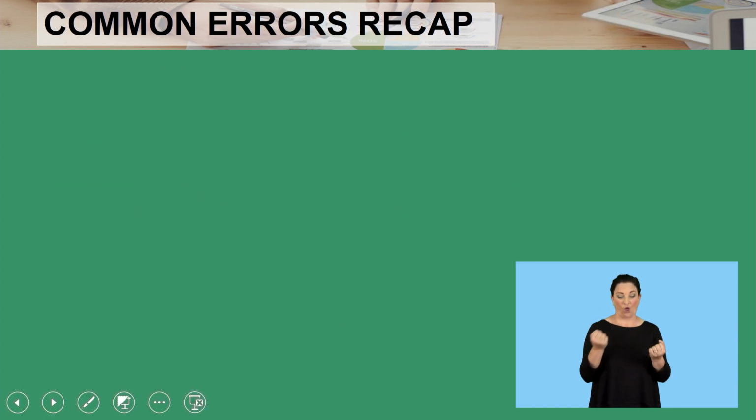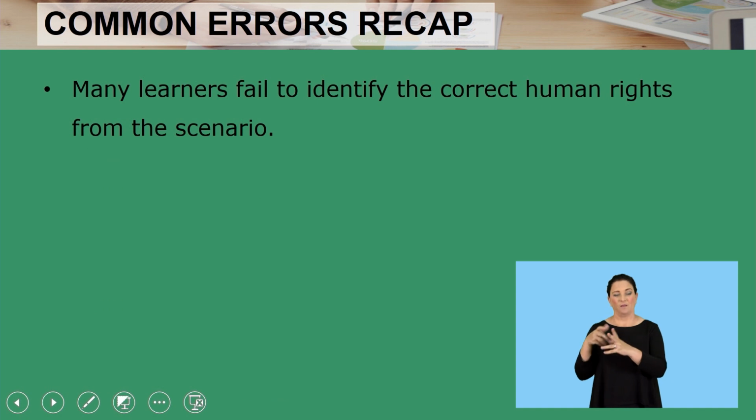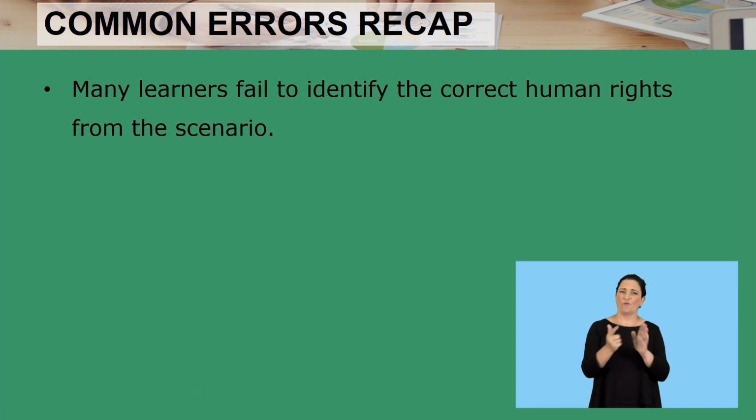Common errors. Many learners fail to identify the correct human right from the scenario. So what is key is for you to know the definition, obviously, and know what each human right stands for. Equality stands for making sure that you eliminate any discrimination. We know that freedom of expression talks to the idea of open communication in the workplace. So make sure that when you see that in the scenario, that should become your keyword and should help you to identify the correct human right in the scenario.